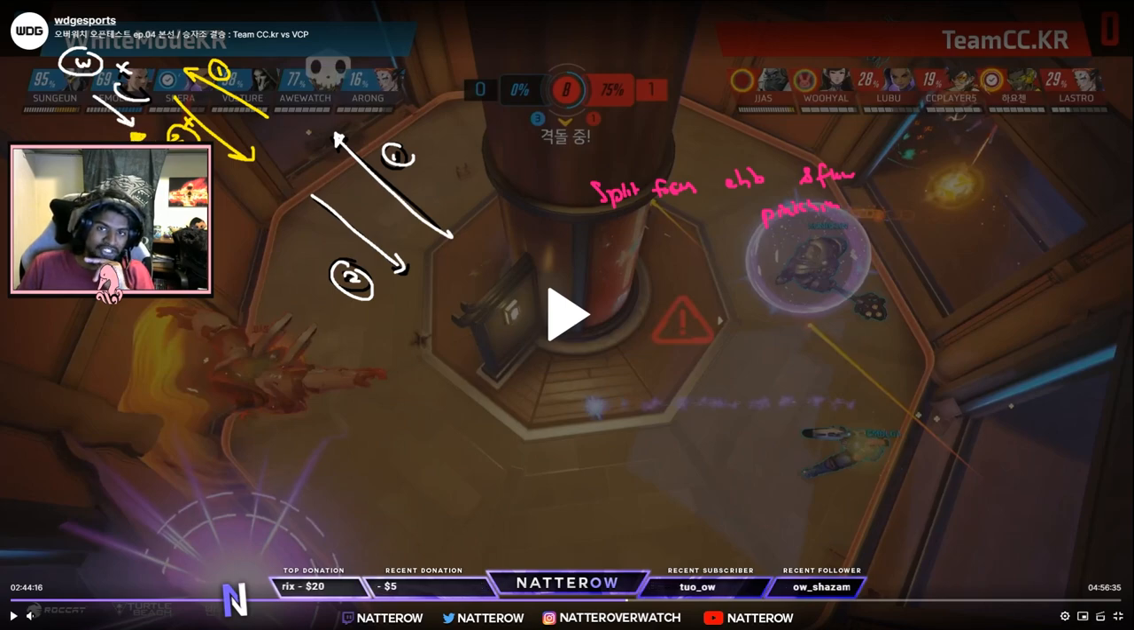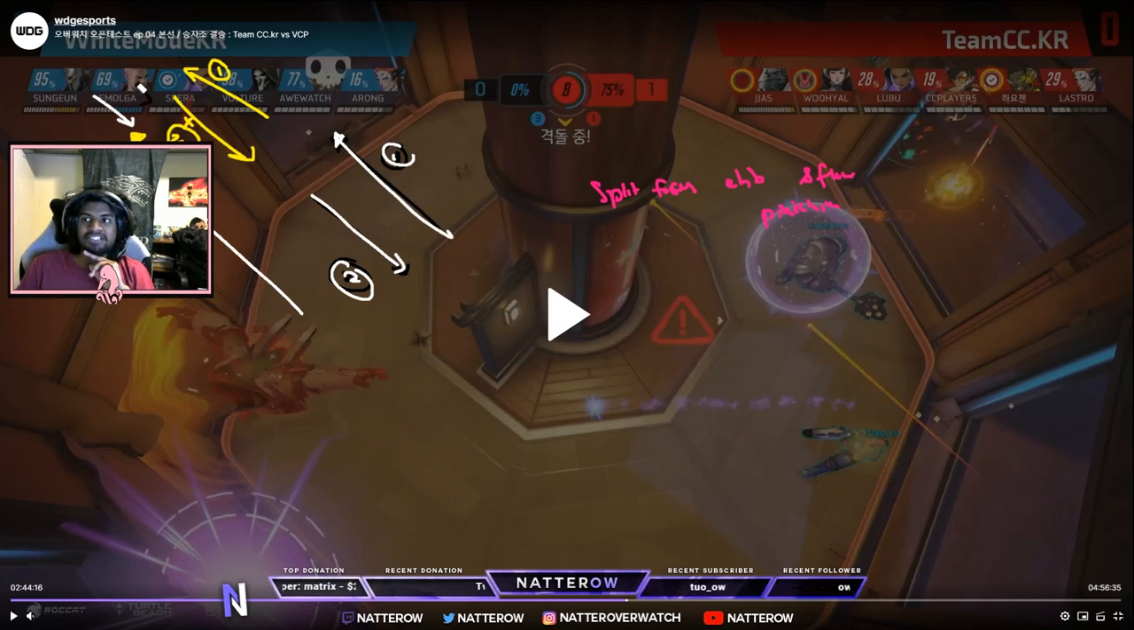So now their push gets split, which then, in theory, when this push ends up dying, will allow Team CC to push back in hard. And then it'll be very hard for White Mode, because now they're split, to be able to kite later, okay? You can also imagine this concept with a Reaper.